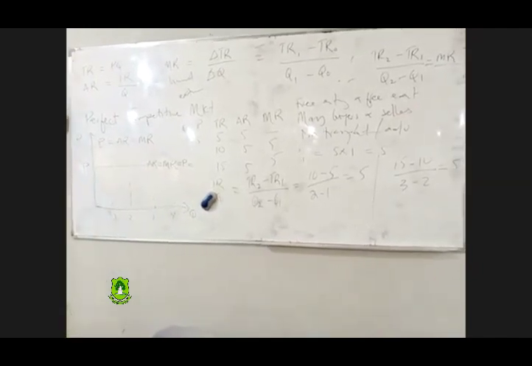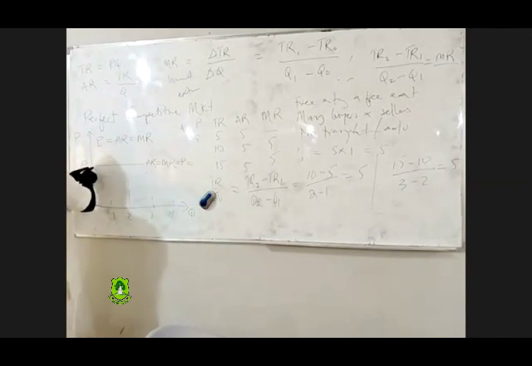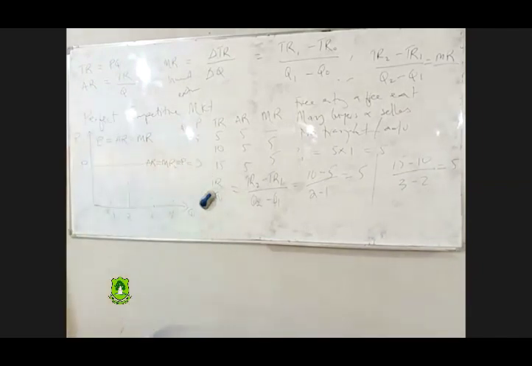When you plot a curve showing the relationship between price and quantity, that particular curve is called what? From the demand side, it's called demand. It's called a demand curve, which means this particular curve is also called what? The demand curve. That is for a perfectly competitive market.